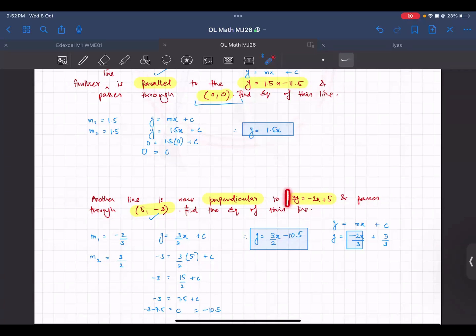So using the line which they gave us, we found the gradient of the line which they gave us, which is negative 2 upon 3. And we use the gradient to find the gradient of the other line.